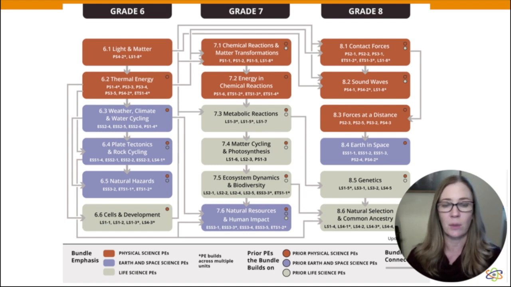I do think cells is probably a good one to get to in 6th grade, because you are going to build upon it again when you get to metabolic reactions, as well as contact forces and sound waves. And I think you're going to build on it in matter cycling, genetics, all of that. The cells is a pretty important foundational unit to get to. So this is just my opinion, nobody else's, but I do think that 6.1, 6.2, and 6.6 are pretty good units to do if you have a limited amount of time in 6th grade.